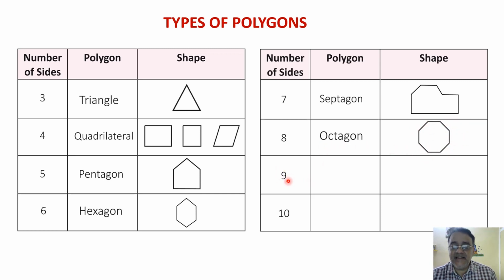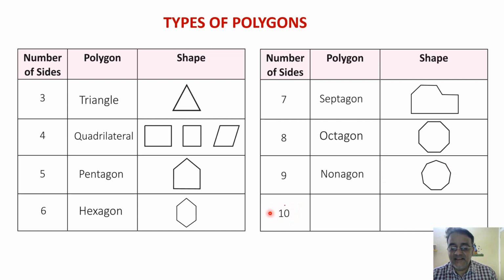If 9 sides are there, that polygon is known as a nonagon. Nona means 9. This is the rough figure. Count the number of sides: 1, 2, 3, 4, 5, 6, 7, 8, 9. So 9 sides are there, and this polygon is called a nonagon.